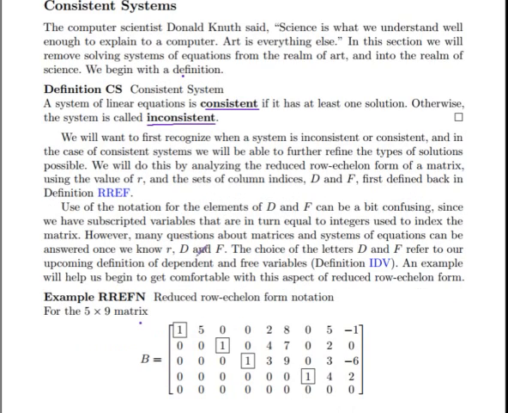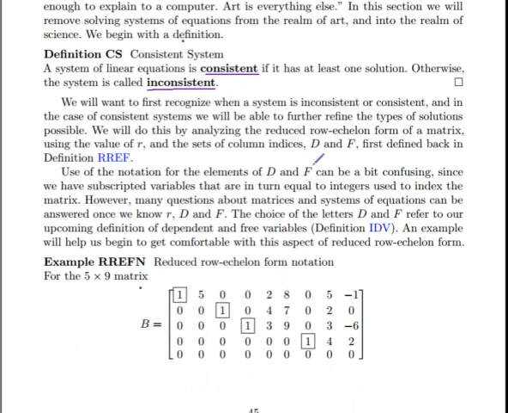Now we're going to characterize the systems in terms of these sets of column indices D and F. Now remember, D was the set of pivot columns and F was the set of non-pivot columns. Remember that a pivot column is one where you have a boxed number, you have a leading one, and all the other entries are 0. So in this case, D would be 1, 3, 5, 8, and F would be 2, 5, 6.